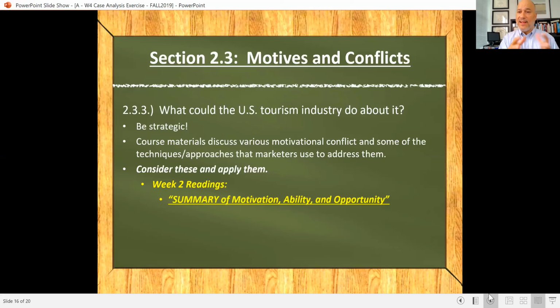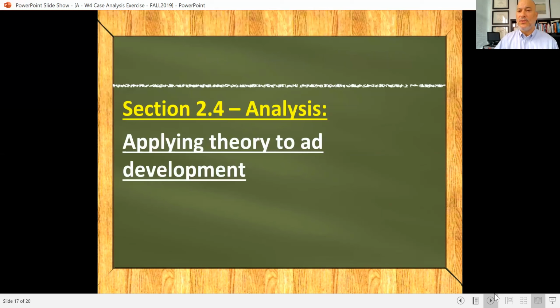Again, answering this part is what you're going to use to develop your ad in the next part of the assignment. So be sure that you are specifically saying what the U.S. tourism industry can do, and be sure to focus. Here, I want to encourage everyone to check out the Unit 2 reading on the summary of motivation, ability, and opportunity, as well as all of the Unit 2 readings on motivation.